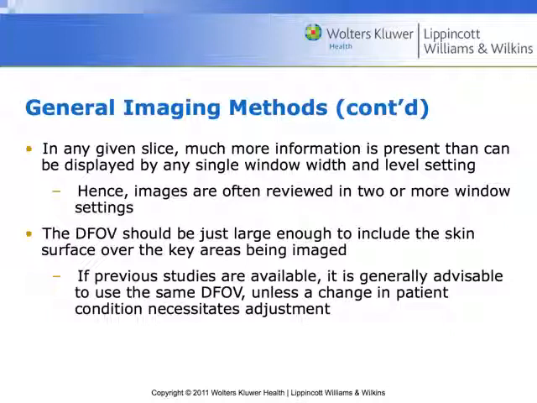From an oncological point of view, if we know that we have skin margin, we can evaluate for any lymph nodes or metastases. And occasionally from a diagnostic point of view, if we have certain kinds of hernias, they might get clipped if we clip part of the skin margin. So just as a rule, it's best to make sure that we include skin surface over the area being imaged. Now, in the case that previous studies are available, it's generally advisable to use the same display field of view, unless a change in the patient condition necessitates.